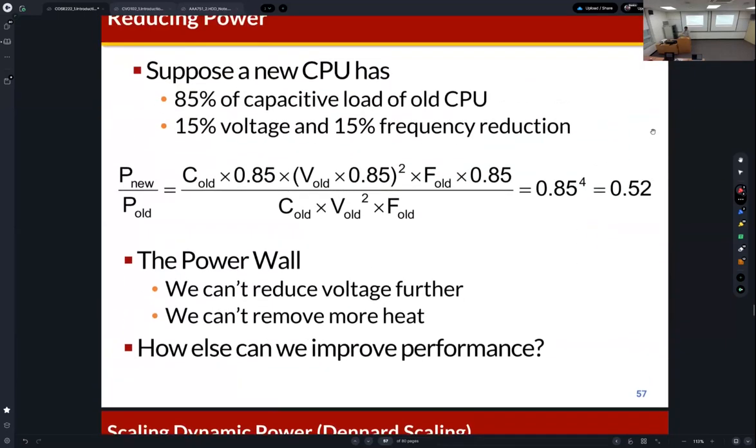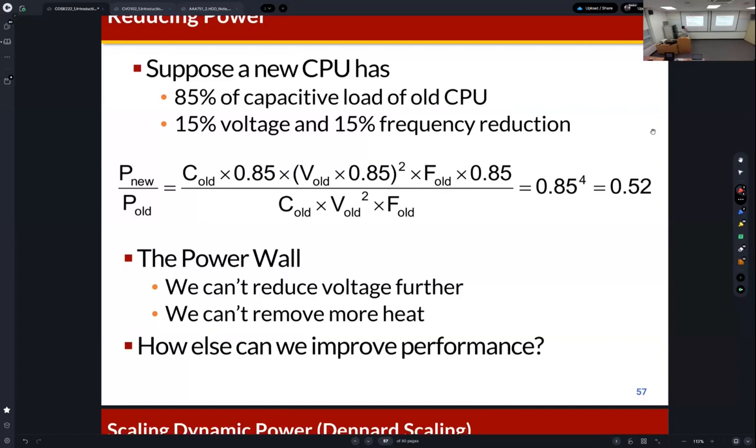So this is the example. Your CPU has a 5% increase of capacitive load, and the supply voltage and working frequency are reduced by 50%. Then we can compare the power consumption of the old and new CPU. By this definition, it's about 0.52, which means that the new CPU consumes around half of the power compared to the old CPU.